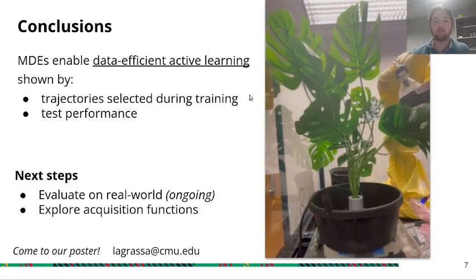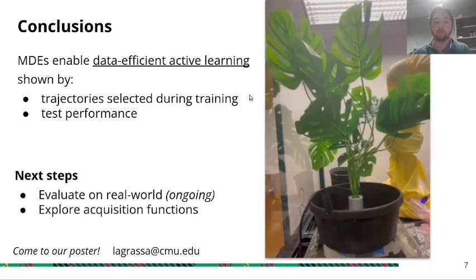We are currently running the algorithm on a real-world setup and exploring the effect of different acquisition functions.